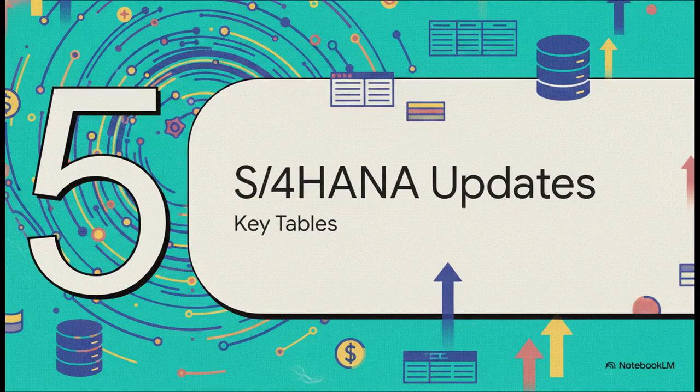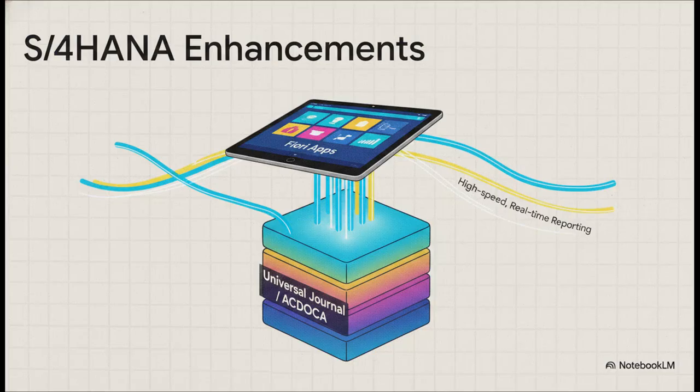Finally, we arrive at Section 5, S/4HANA Updates in Key Tables. Let's modernize our blueprint. The big trick question interviewers love to ask is, how does the down payment business process change in S/4HANA? Well, here's the secret. The front-end business process actually stays exactly the same. The real magic happens with the back-end enhancements. We see the introduction of the Universal Journal, known as ACDOCA, which enables incredible real-time reporting, and it's all accessed through that sleek new Fiori Apps interface.